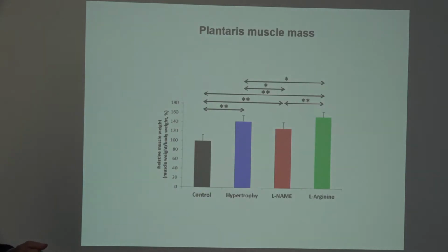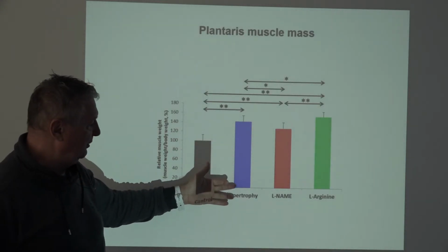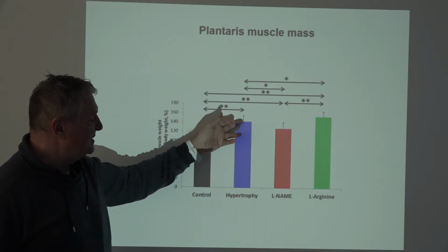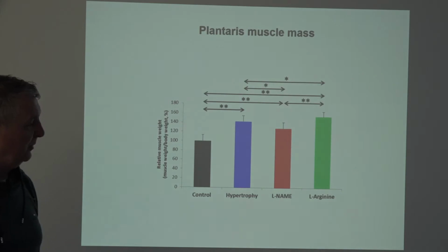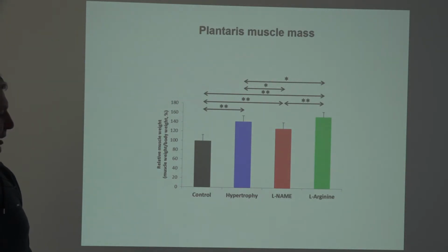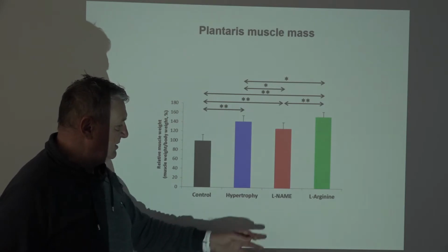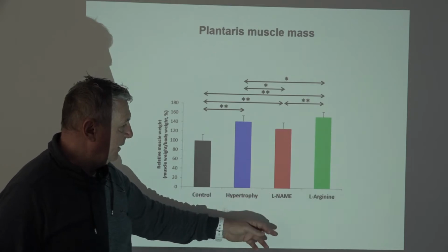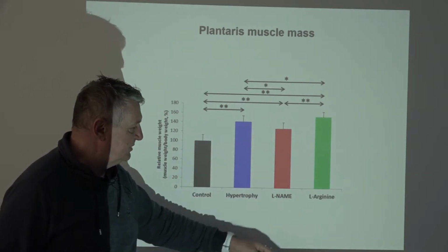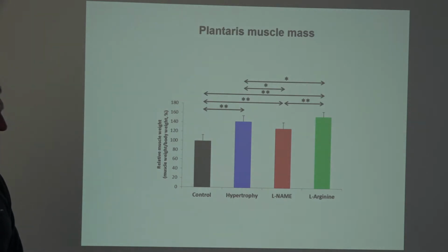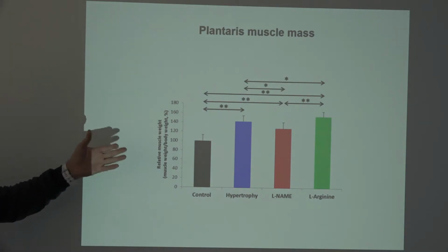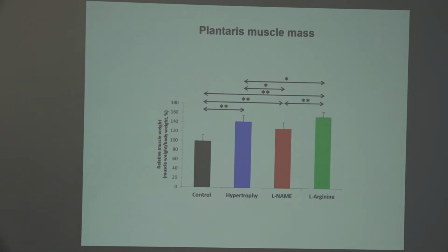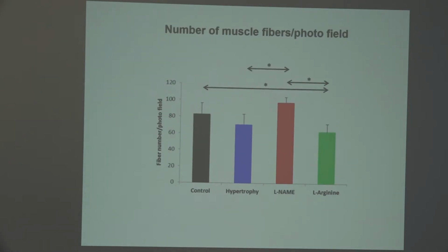And what we found: we have a control group and the operated group. You can see a very beautiful increase in the muscle size. And when we silenced nitric oxide by injecting L-NAME, you can see the hypertrophy was less pronounced, and when we stimulated nitric oxide with arginine, we again got a greater increase in muscle mass. So without question, it seems that satellite cells through NO play a very important role.